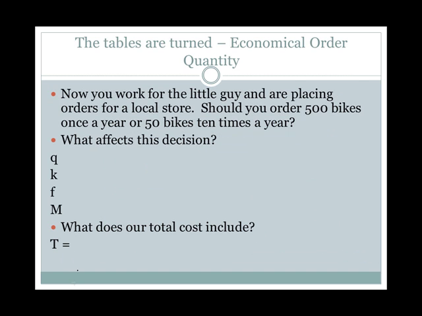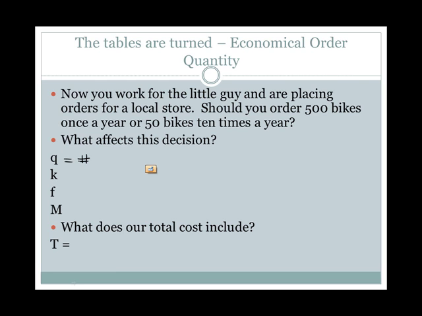Now let's turn the tables. And now you're the little guy. You're placing the order for the bikes. And your store is going to order 500 bikes total. And the question is, do you order them all at once or do you order them in smaller batches? The formula is the same, but the variables take on a little bit different meaning, so let's take a look.